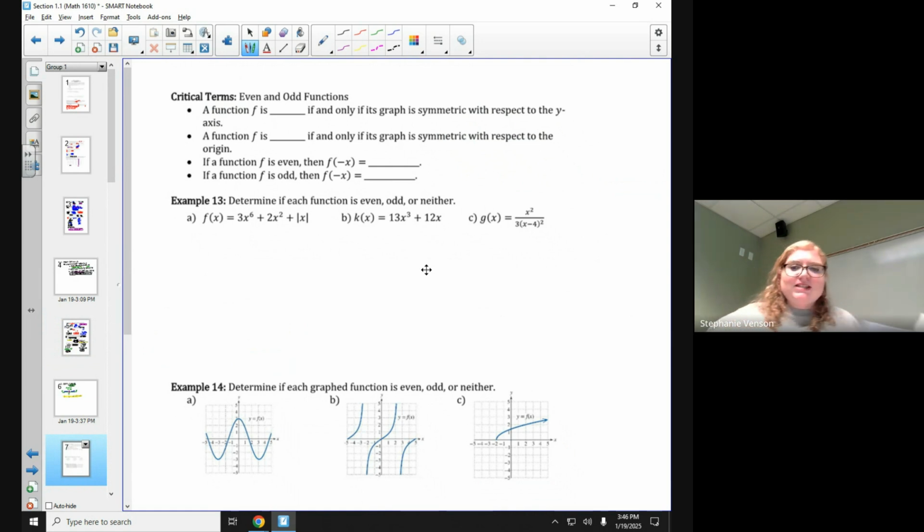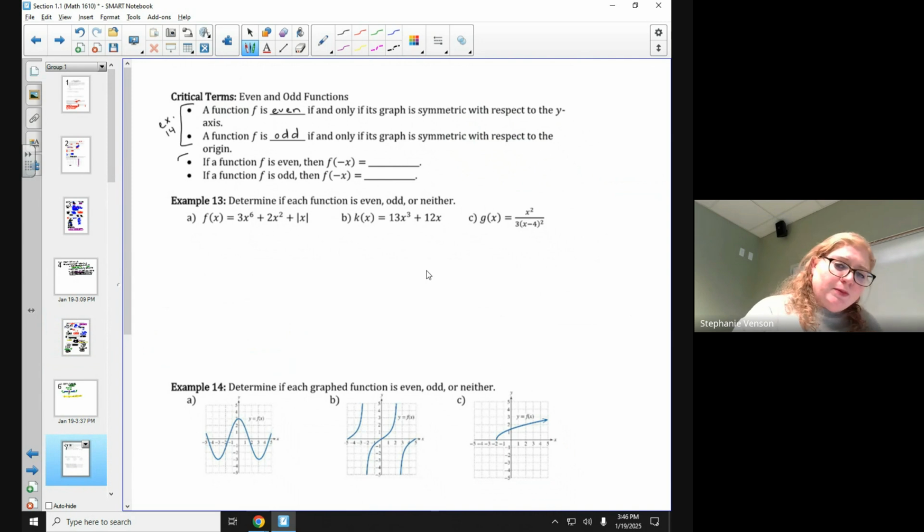A function f is even if and only if its graph is symmetric with respect to the y-axis. So that means that you could take the graph and fold it over the y-axis and it would match up on both sides. A function f is odd if and only if its graph is symmetric with respect to the origin. I'll show you what that means when we get to example 14 in a minute. So actually, these two bullet points have to do with example 14. We'll see that in a second.